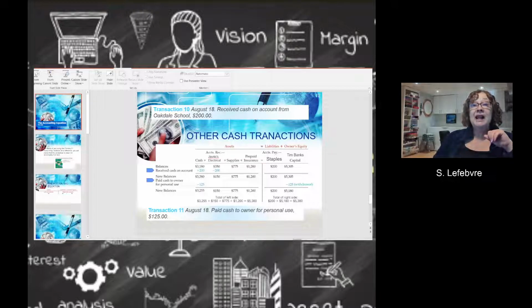They're taking money out of their business. And so the term for personal use when an owner takes money out is called a withdrawal. So that's another business term that would have been part of your definitions.